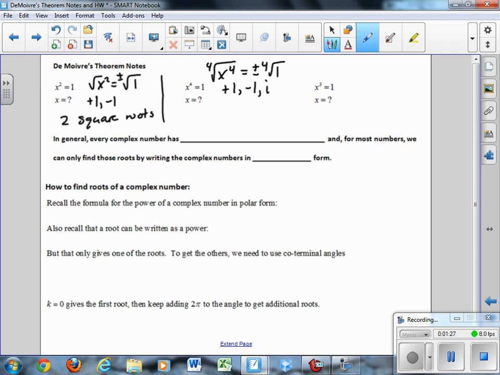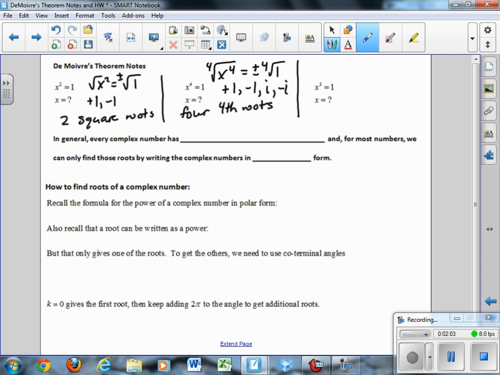Can you think of another one that might be another solution? Negative 1, I already have negative 1. 1, I have 1. Negative i. Negative i, because if I raise a negative number to an even power, it makes it positive. So just like i squared is negative 1, i to the 4th is 1, and negative i, the quantity, to the 4th power would also be 1. So there are actually 4 solutions to this. So we can say that it has 4 4th roots.